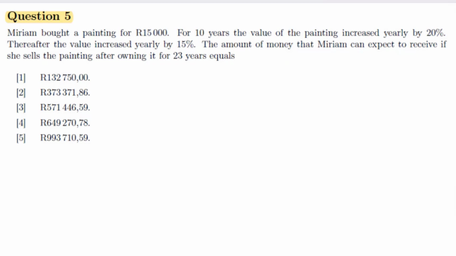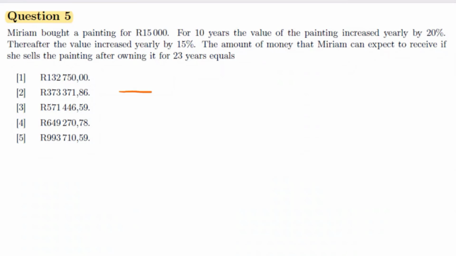And then the amount of money that Miriam can expect to receive if she sells the painting after owning it for 23 years. That means the length of time of her owning this thing is 23 years. So for 23 years, that's the length of the investment. This is so sketchy for us. The best thing is to put it in the timeline.